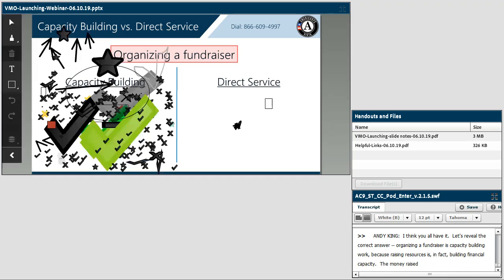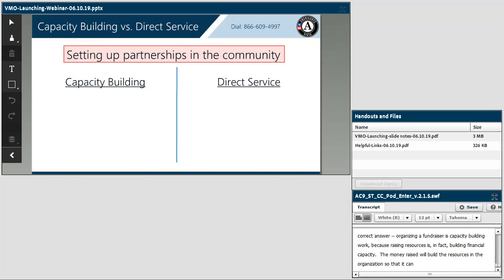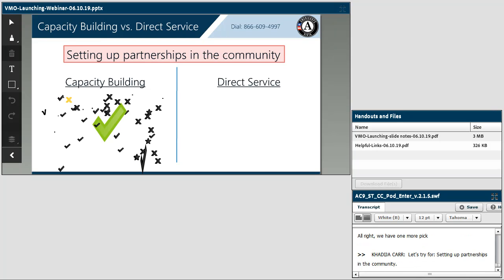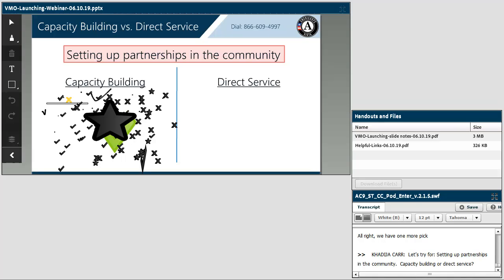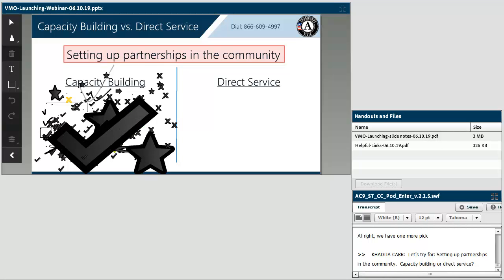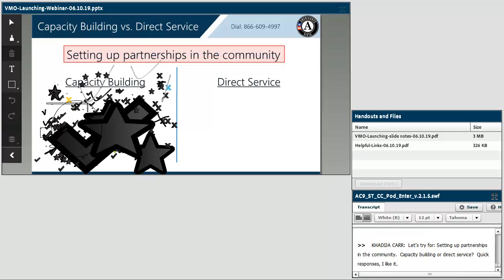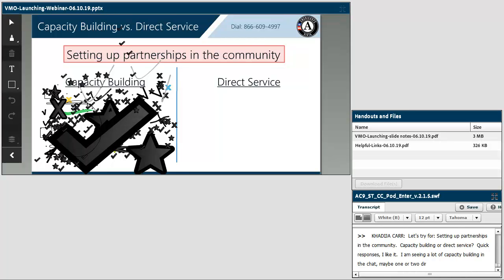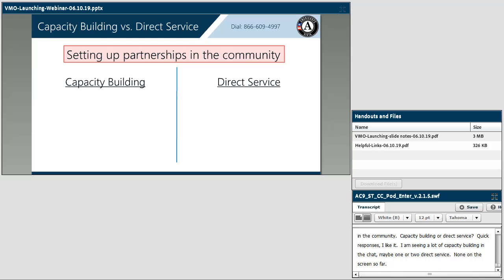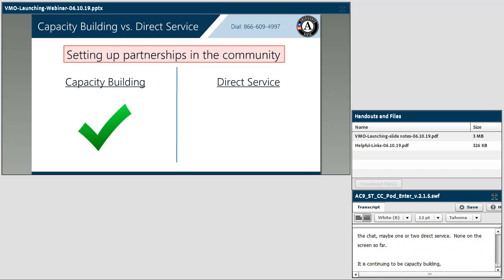All right, we have one more. All right, let's try for setting up partnerships in the community. Capacity building or direct service? Quick responses, I like it. Seeing a lot of capacity building in the chat. I see maybe one or two direct service. None on the screen so far. All right, it's continuing to be capacity building, so let's see if you are correct.